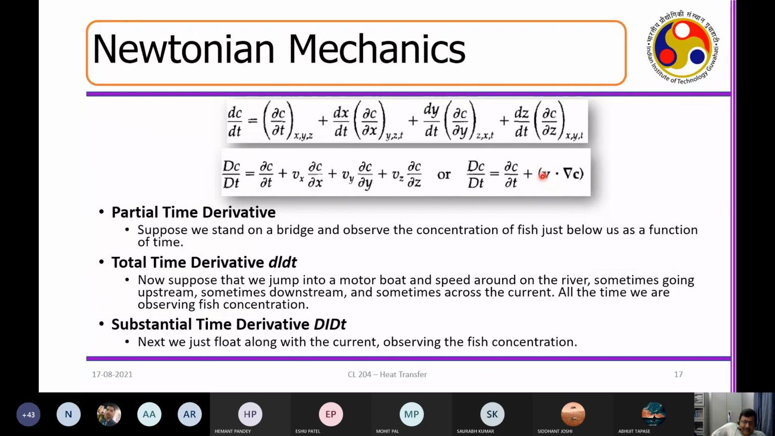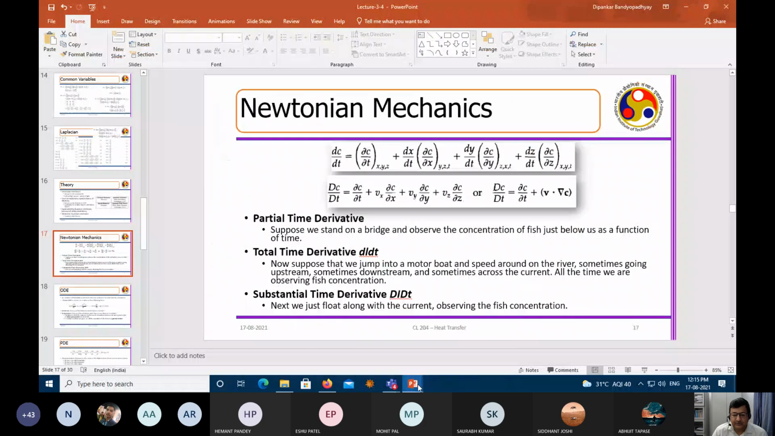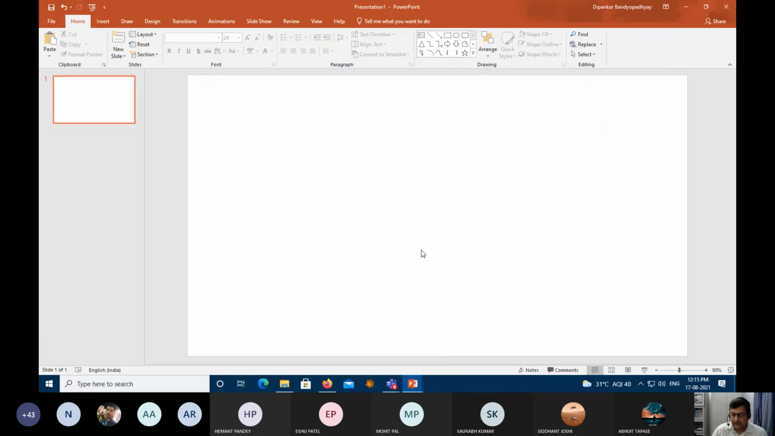Now, in order to really have a hold on Newtonian mechanics, you need to understand a few types of differentials. Okay, so let me just do this part for you.